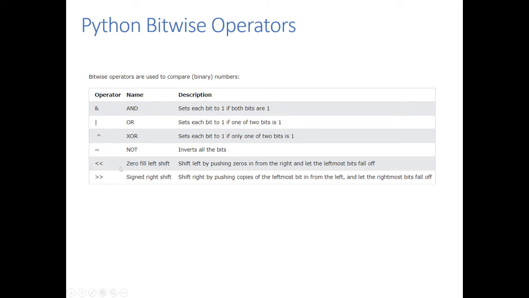And then this one, zero fill left shift, shifts bits to the left. Then we have the signed right shift. So shift right by pushing copies of the leftmost bit in from the left, and let the rightmost bits fall off. And we might be discussing some of these later.